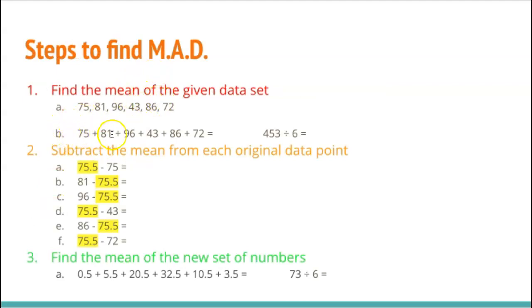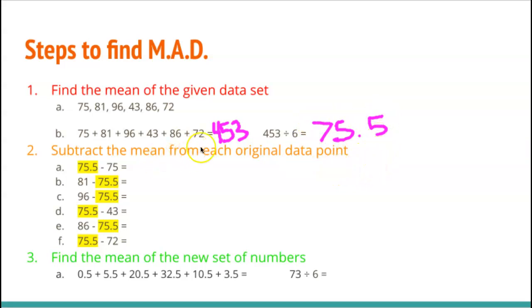So we need to first add all of our numbers up, and when we add these numbers up, we get 453. And then we divide that by however many numbers are in our set, and there are 6 numbers, so 453 divided by 6 is 75.5. Okay, now we can move on to step 2.